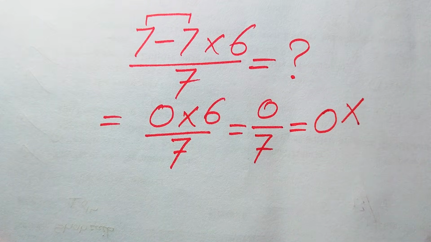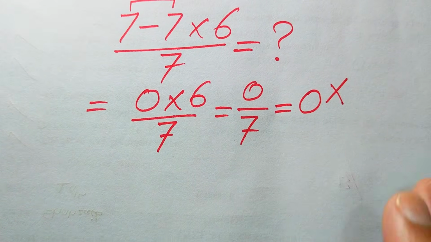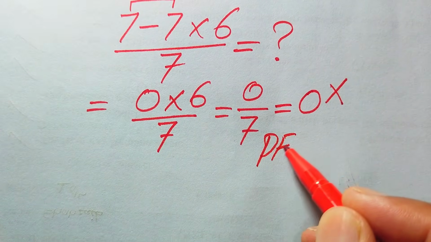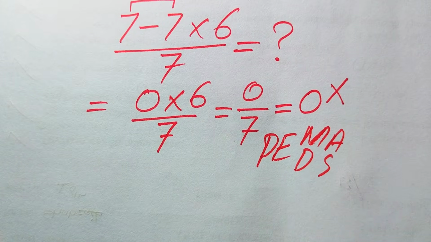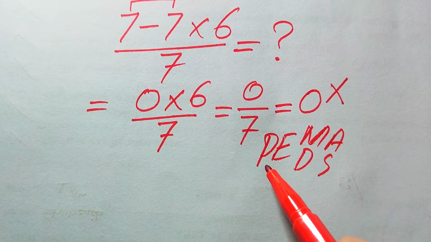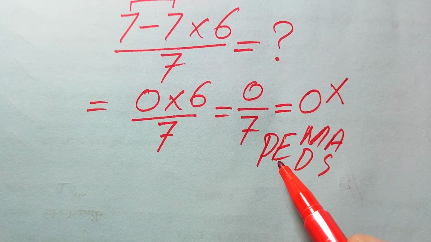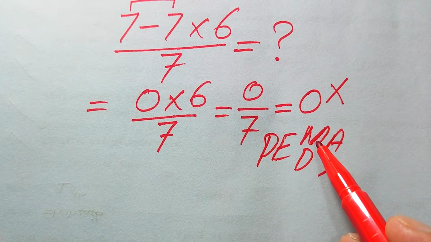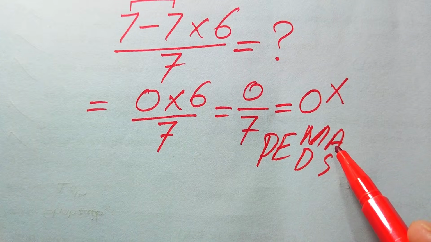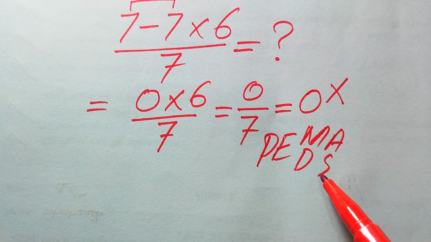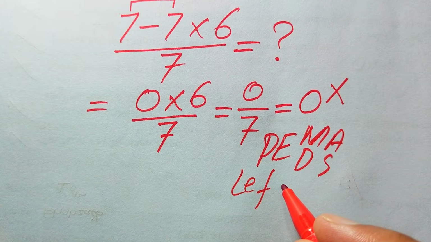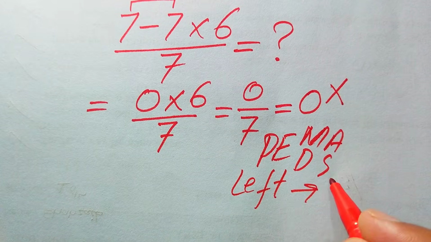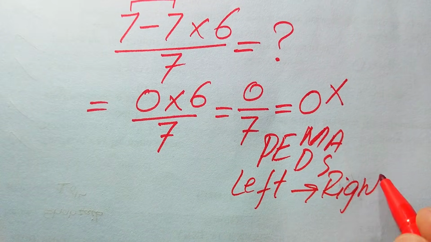So here we just use the nice PEMDAS rule to solve this type of question. I hope you already know about the PEMDAS rule. According to this rule, first we have parentheses, then we have exponents, and next we have multiplication or division, and at the last we have addition or subtraction. Okay, so you just remember this order of operations from left to right.